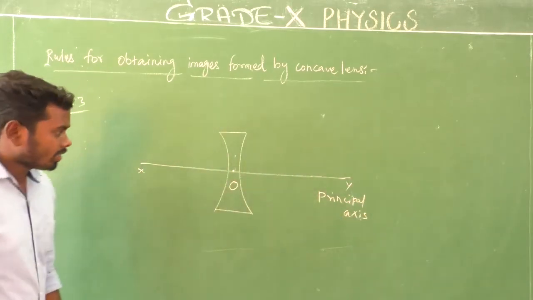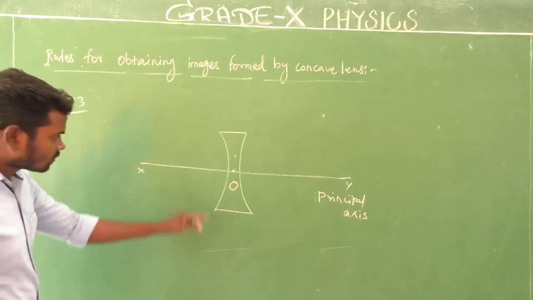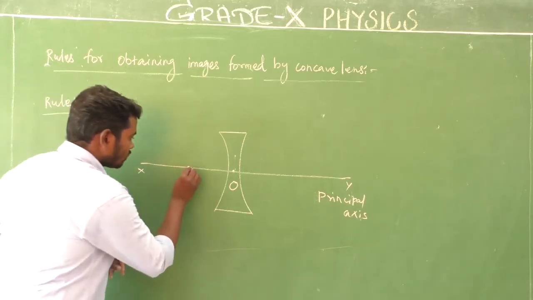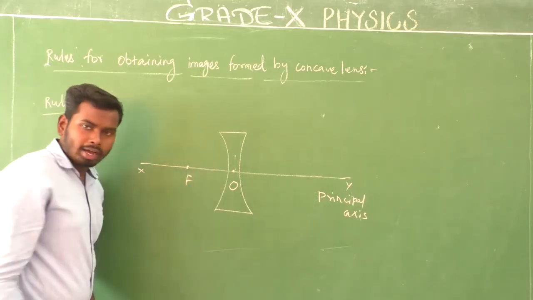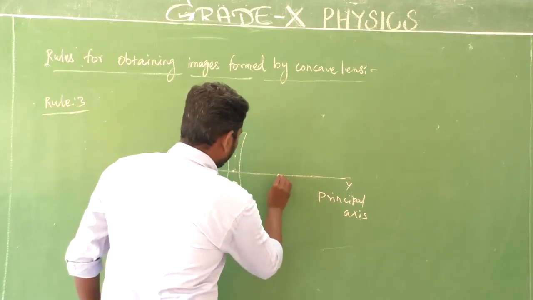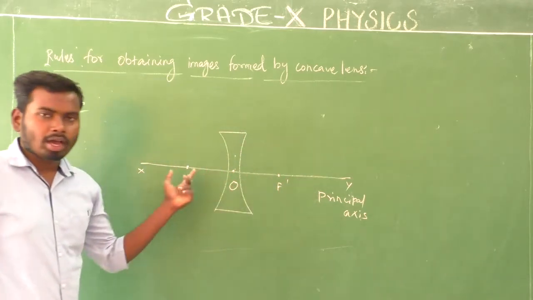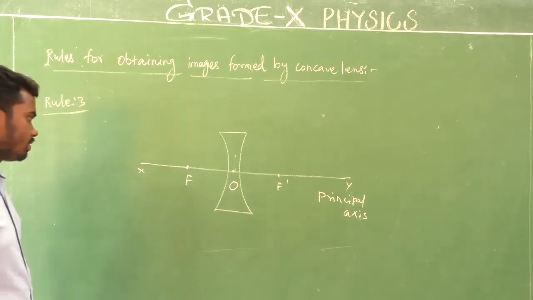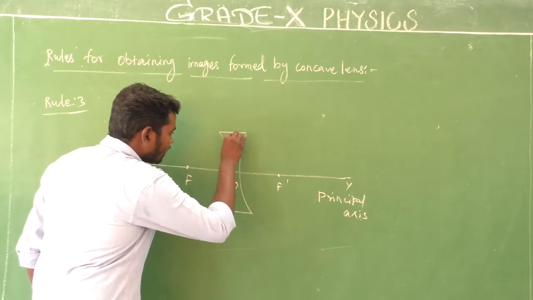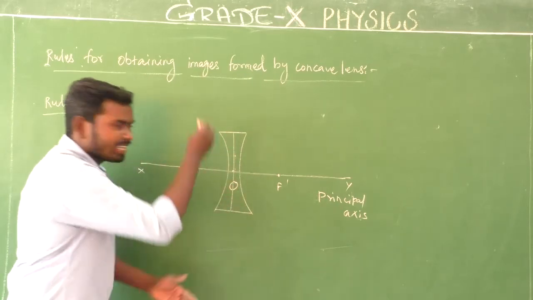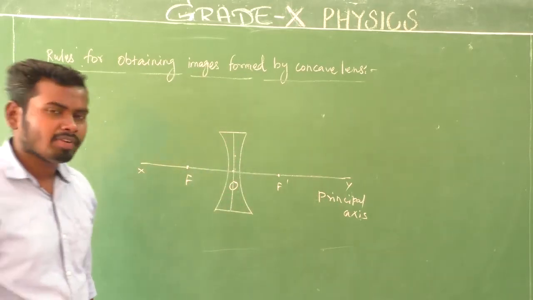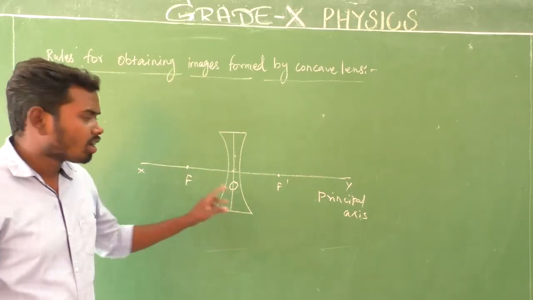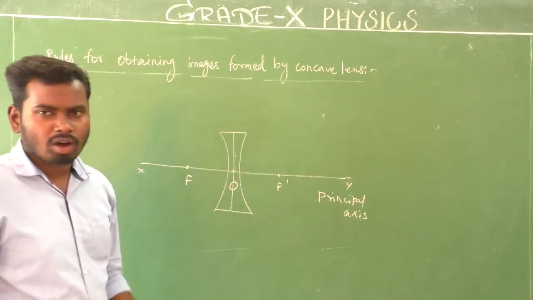Next, which is the first focus? The first focus is placed at the left side of the concave lens. So this is the first focus and this is the second focus. Here the two foci are placed at equal distances from the concave lens. Very simple. Next, the straight line which connects the end to end of the concave lens is the center line, the center part of the concave lens. That is also for our convenience.